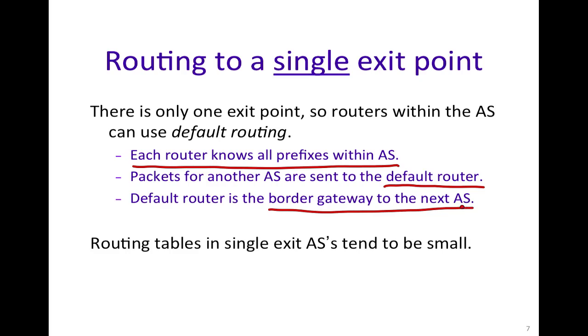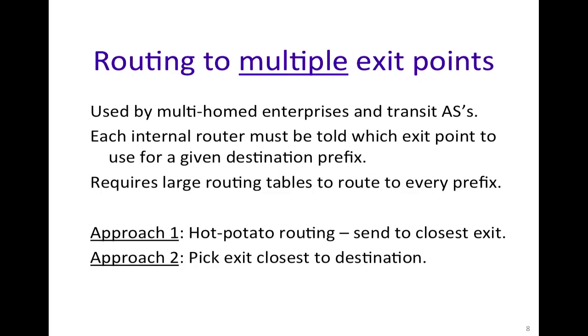So it's nice and simple. It essentially says, if you see an address in a packet that you don't know what to do with, just forward it to the default router. Default routing means that the routing tables in the single exit ASs tend to be very small, because each router only needs to hold the addresses for the prefixes within its autonomous system. Otherwise, it just forwards them out. Nice and easy.